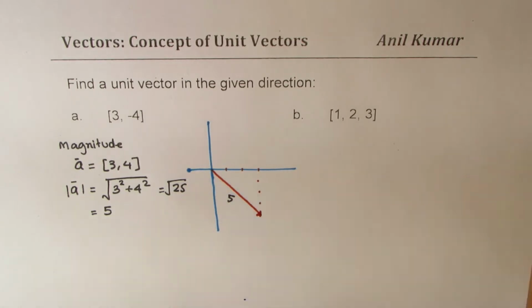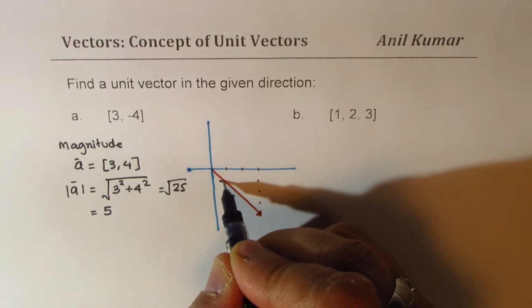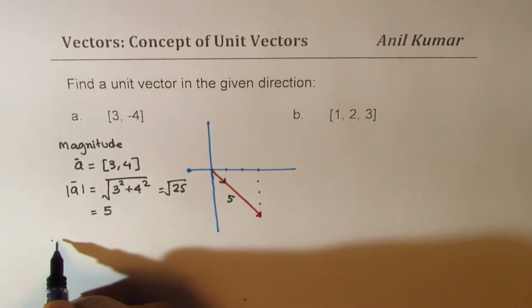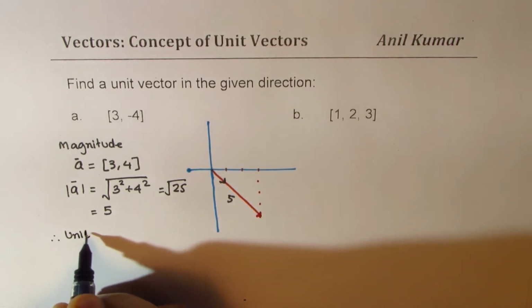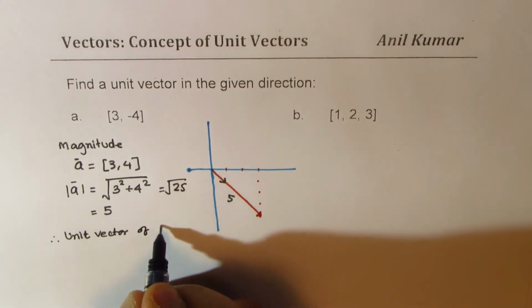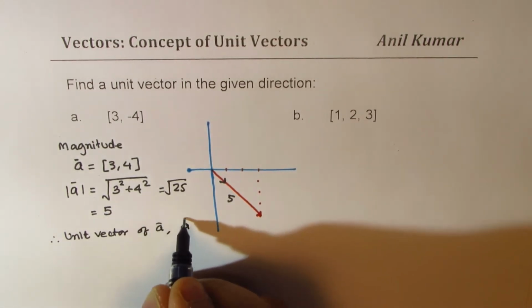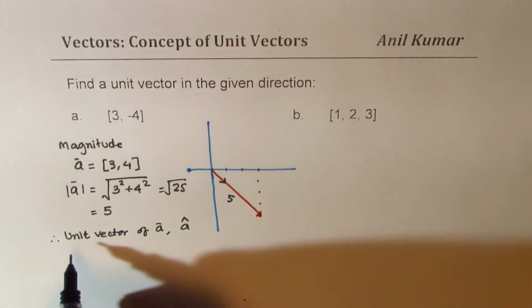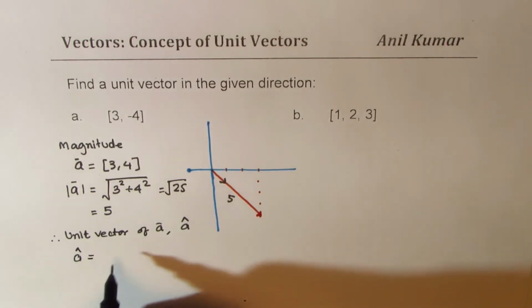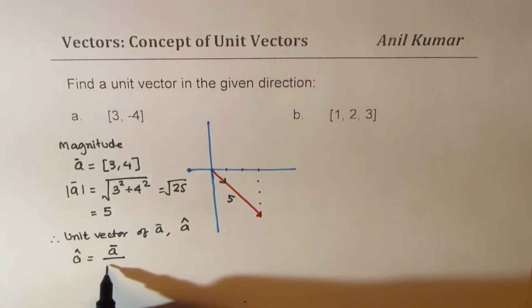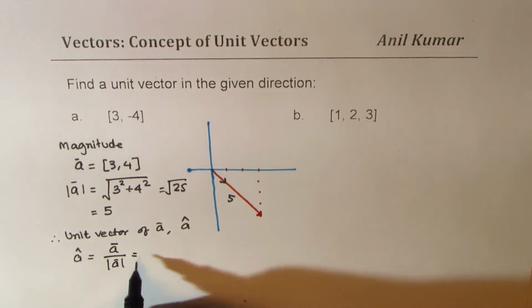If I am saying a unit vector, that means 1/5 of it, correct? So that becomes 1/5 of it. That is what we are looking for. So therefore, the unit vector of A, which we normally write like this, so that is a representation for the unit vector, could be written as the vector A divided by its magnitude, which we just found.